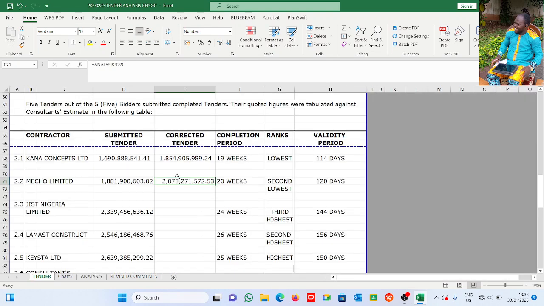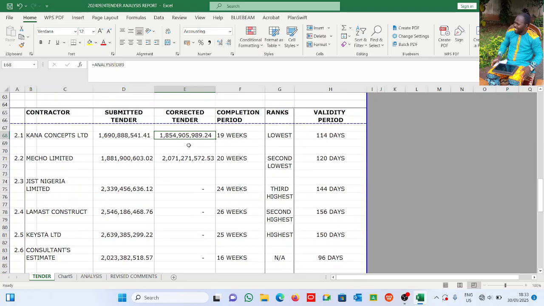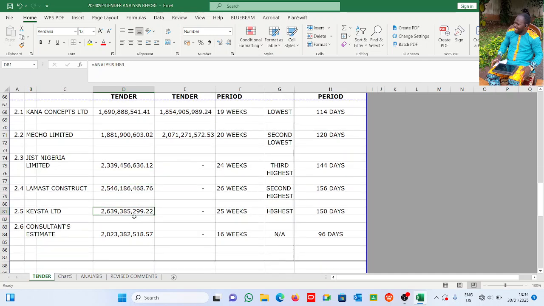All right, now this is it. Now 5 tenders out of the 5 bidders submitted completed tenders. Their quoted figures were tabulated. Now this is it. Kana submitted this before, but it is now this. Meko submitted this, it is now this. G submitted this, it is now that. Lamast is okay, Gis is okay, Lamast is okay, Kista is okay. This is the consultant's estimate.